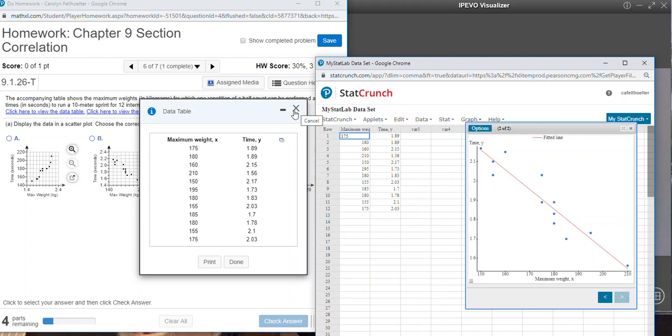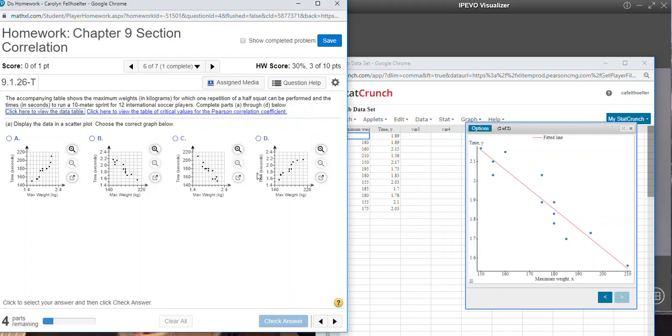So let's see which one it looks like. It's definitely not this one, and it's definitely not this one, because those are positive going up. It's one of these two. So it's just a matter of matching them up, and I'm seeing this little pattern of dots here for the weight, right around 150, and up here around 2.2 for time. So I'm seeing that little cluster that matches this cluster. So I'm going to pick B.